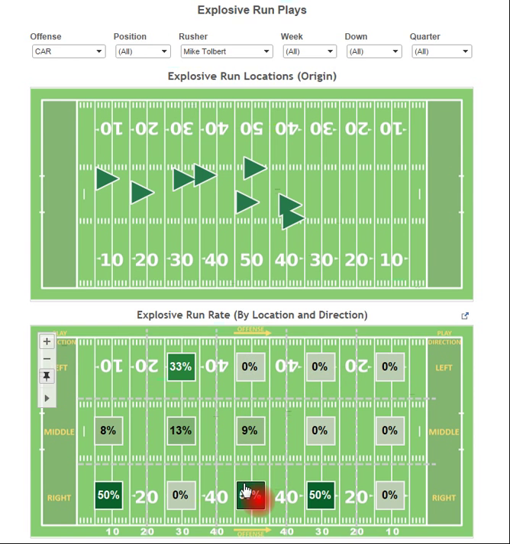So when Mike Tolbert is gaining his big chunk runs, it's going to be to the right, and it's going to be right around this midfield area is where he's generating a lot of runs that are going to put the team in scoring position.